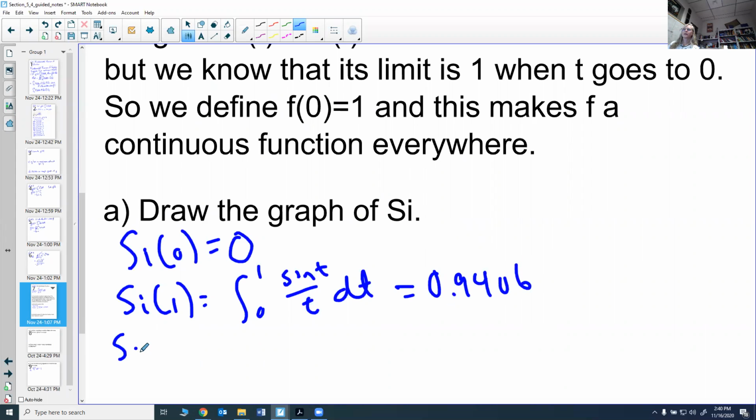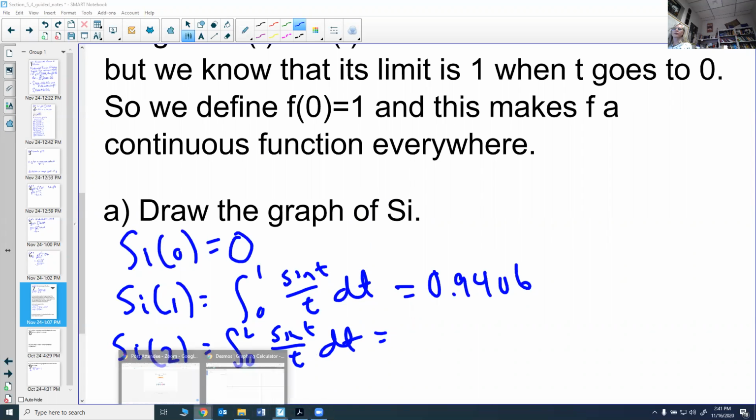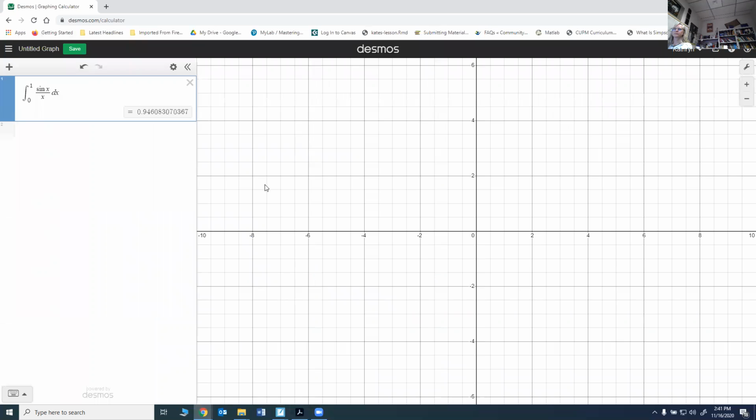And then I can find psi at 2. That'd be the integral from 0 to 2 of the sine of t over t dt. And again, I can do that. I can go over to Desmos and just change this to 2, and so forth. And I can get that value. And then if I want to, I can plug all these values into a table and have it graph it for me. So I can do that and draw the graph.